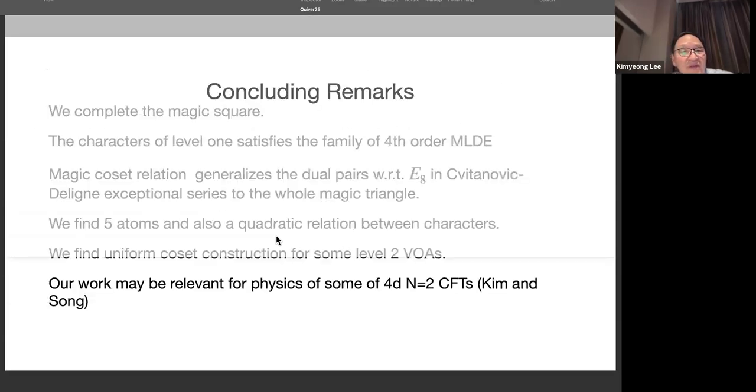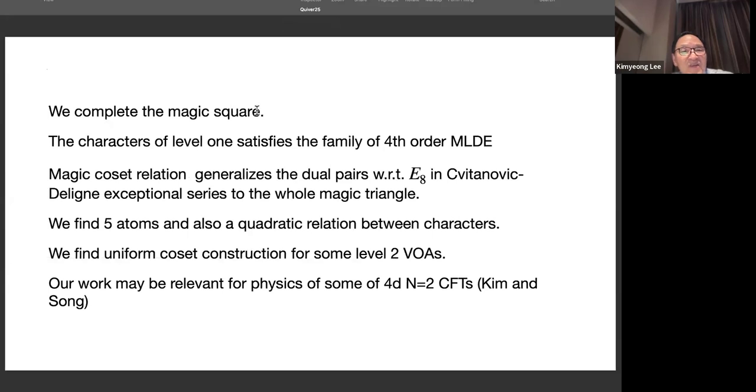So to conclude, we complete the magic square, and the characters of level 1 satisfy a fourth order modular linear differential equation. And we find the magic relation, which generalizes the dual pair with respect to E8 in the Cvitanović-Deligne series. And this relation for this series has been extended by MMS to whole magic triangles, from which we find 5 fundamental objects, which we call atoms.